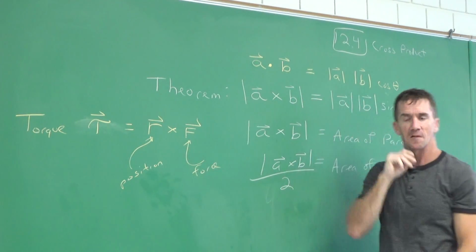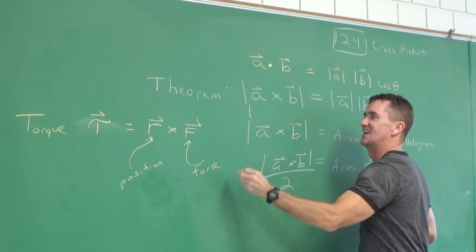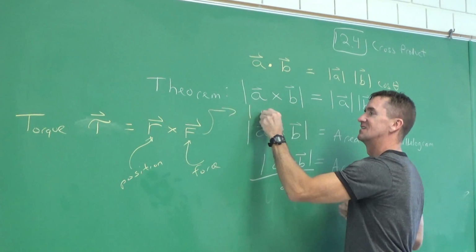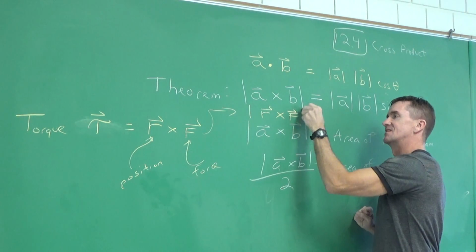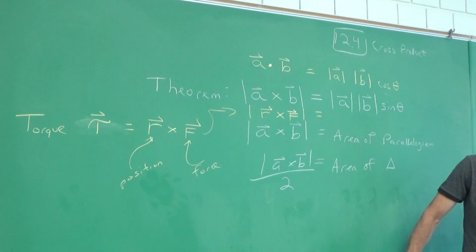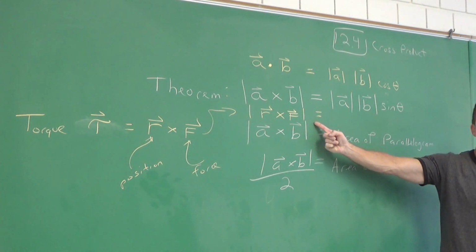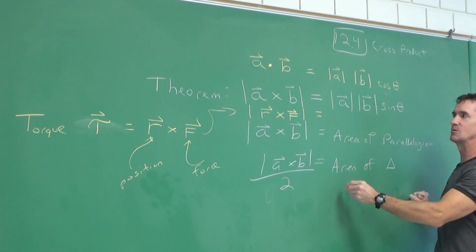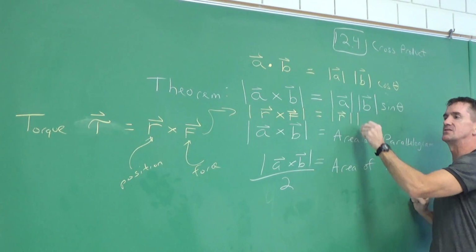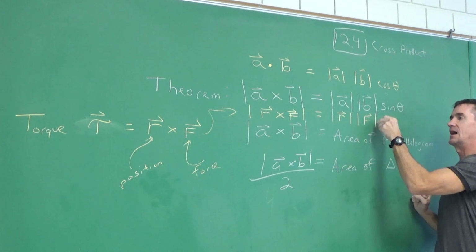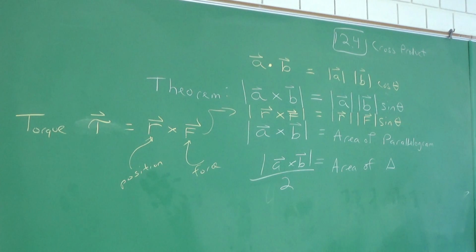Okay, then what's the magnitude of torque? I'll put it right above this. Well, if that's the definition of the torque, it's the cross product of the position vector and the force vector, then what would be the magnitude of torque? It would have to equal the magnitude of the position vector times the magnitude of the force times the sine of the angle between the position vector and the force vector.